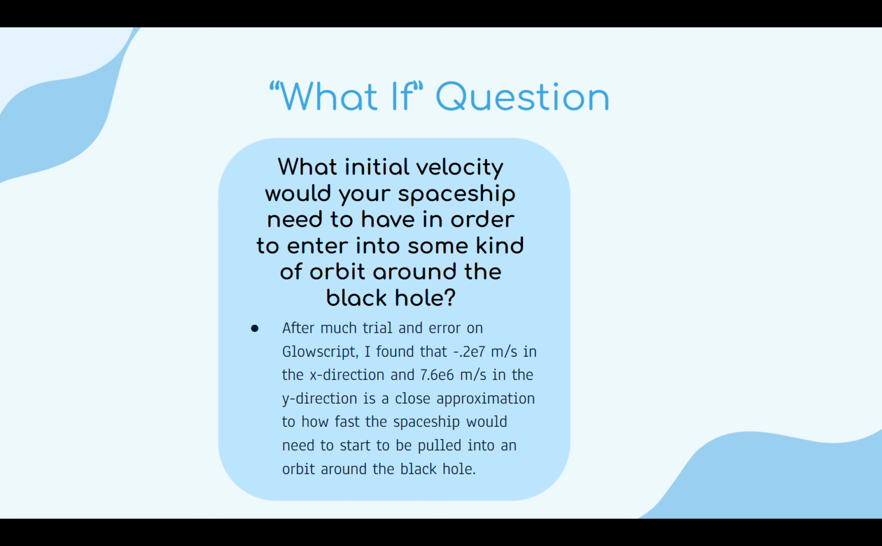For our what if question, I was asked what initial velocity the spaceship would need in order to be in an orbit around the black hole. And again, I tested through trial and error and found that roughly negative 0.2 e to the 7 meters per second in the x direction and 7.6 e6 meters per second in the y direction is a very close approximation to what we would need.